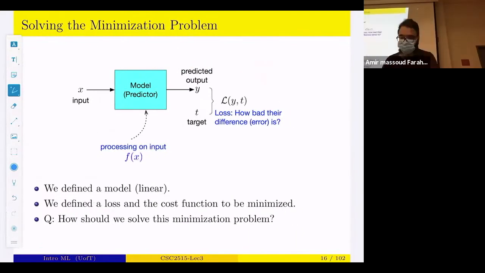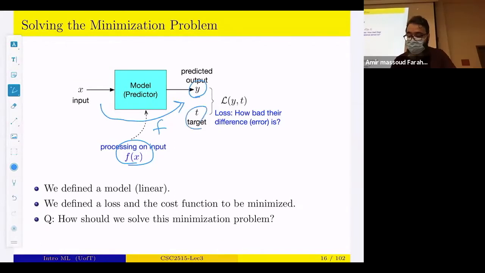Okay, so let's go back to where we started. We want to find a good function f, which when input x goes through this function f and generates y, it would be close to the target. So we defined a model. We decided on the model to be linear. We decided on the loss function to be squared error loss. And now the only thing remaining to be done is minimizing this optimization problem that I had a few slides ago.